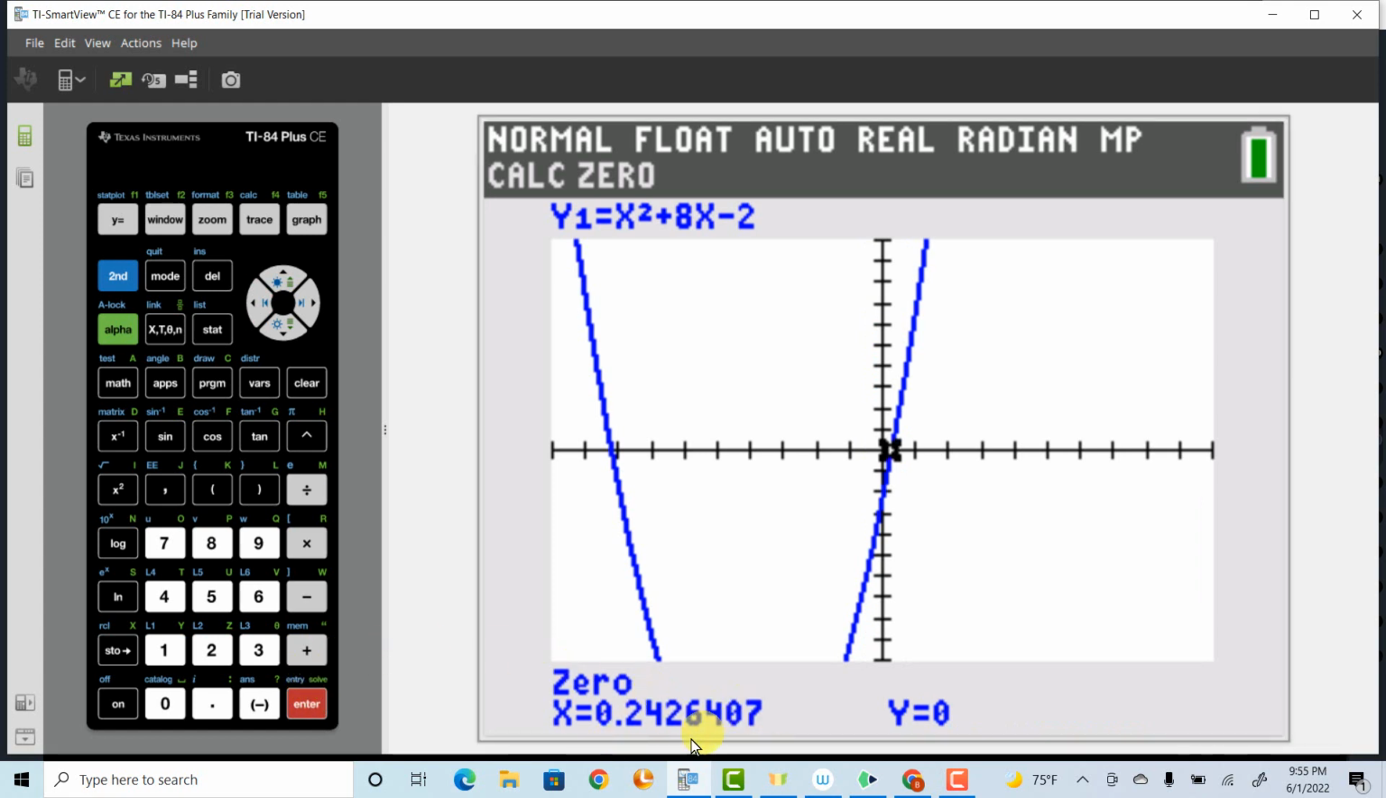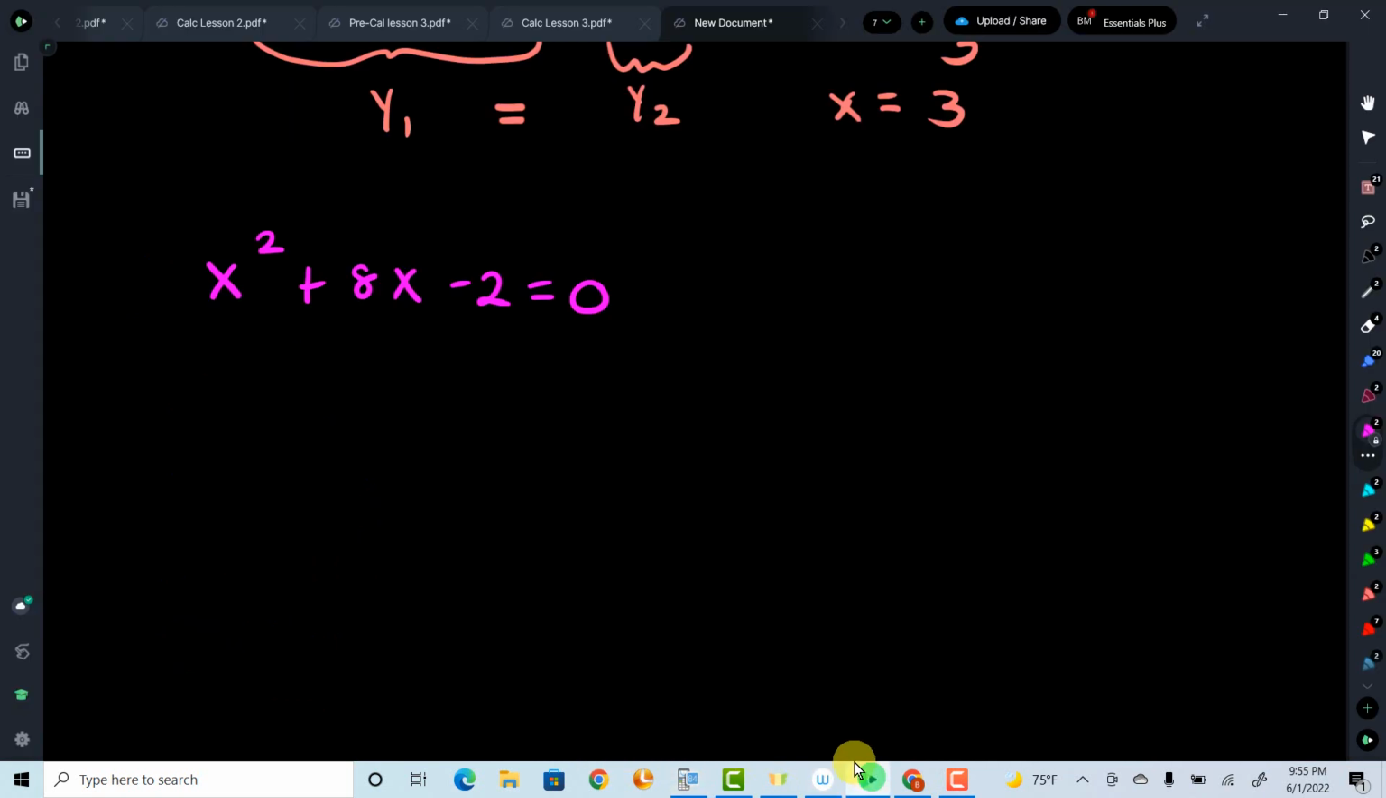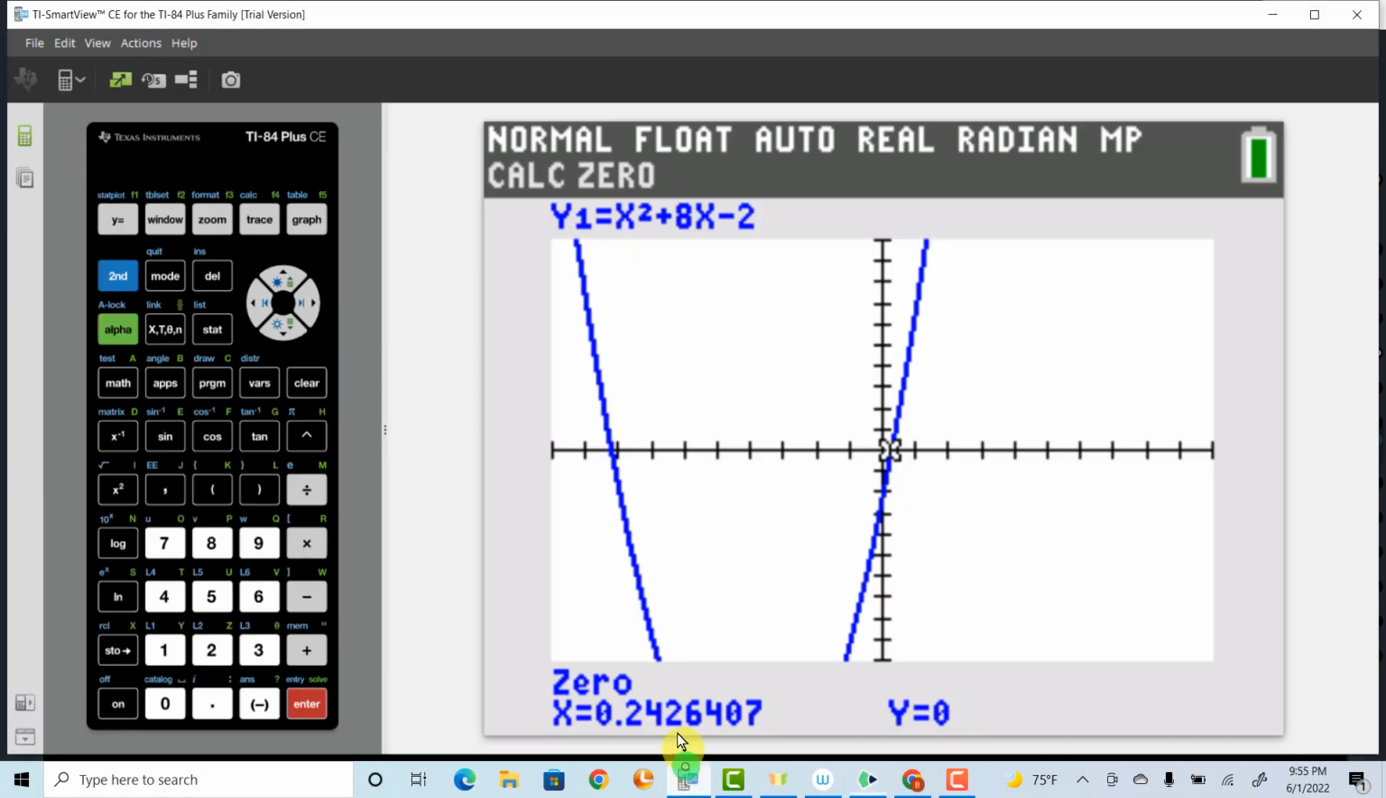So we get, now in this case we're going to have to round because this is not a decimal that will convert to a fraction easily. So we're going to put it 0.243. We're going to round to 3 places unless you're told differently. 0.243. Right? X equals 0.243.